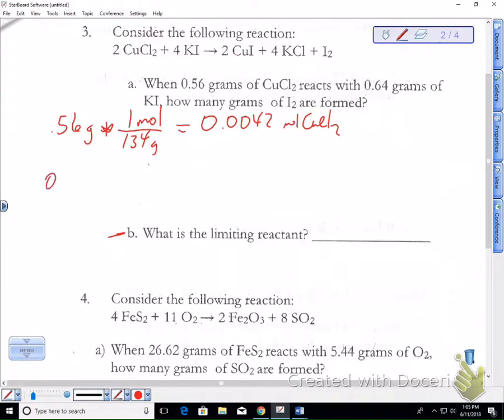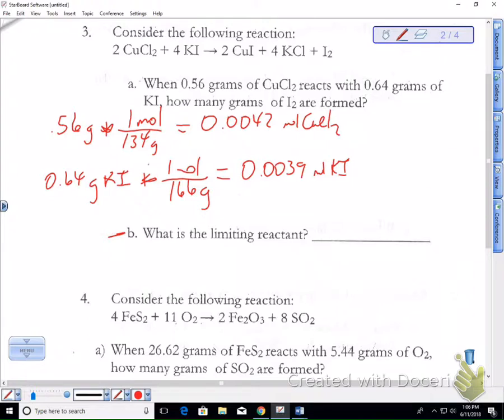Let's take the 0.64 grams of the KI now. Let's convert it into moles. The molar mass of this is 166. So that gives me 0.0039. They're really close. But let's look at the chemical equation. I can see that KI is being used at about twice as fast, or twice as much, as the copper(II) chloride. To figure out the limiting, we're going to divide each by the coefficient.